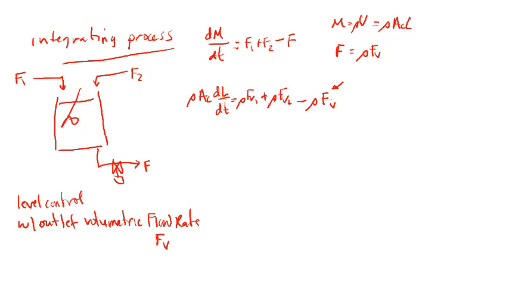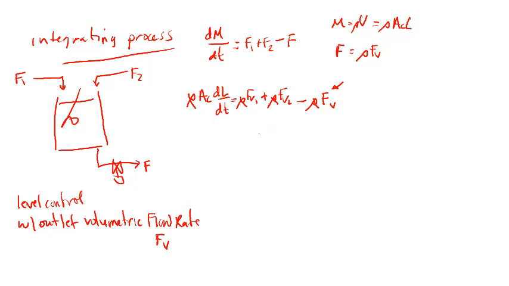Now again, for this process here, because we're controlling the level, we're not assuming that it's a constant volume process. So FV does not have to equal FV1 plus FV2. All right, so now the next few steps, we can go ahead and cancel out rho in each one of these because rho is constant.